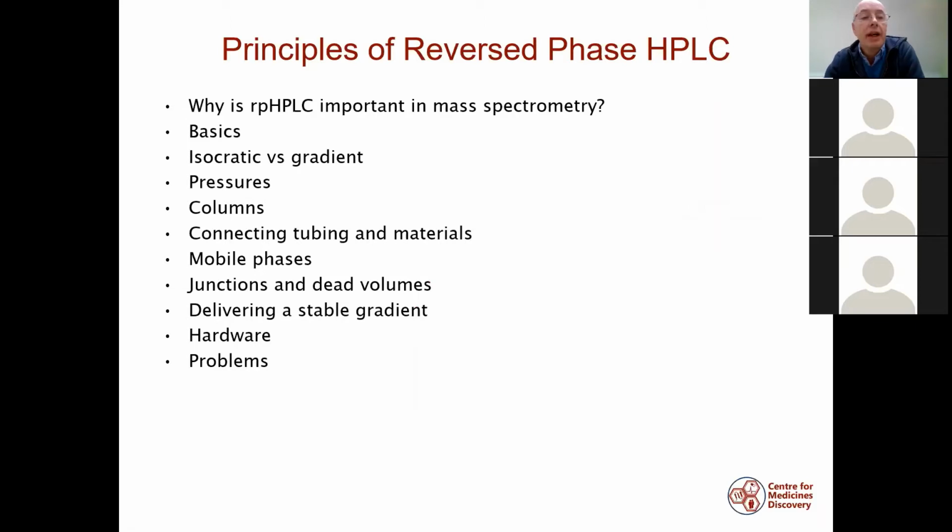Okay, so what we'll cover today is why reverse phase HPLC is particularly important in mass spectrometry. We'll look at chromatography basics. We'll look at isocratic elutions versus gradient. We'll look at the effects of column pressure, different types of column, how to select different types of column. We'll look at different types of connecting tubing and materials. We'll look at mobile phases. We'll look at junctions and dead volumes. We'll see how it's possible to deliver a stable gradient at very slow flow rates. We'll look at the hardware, and then we'll have a look at some troubleshooting.